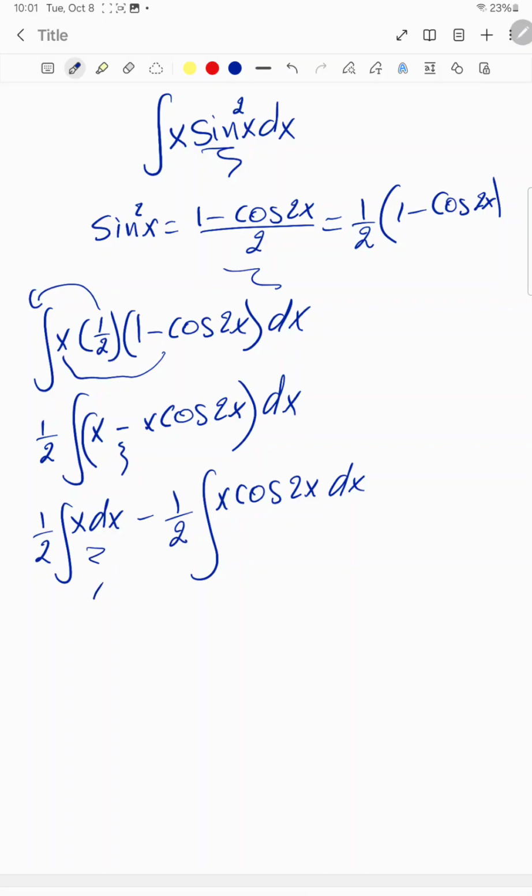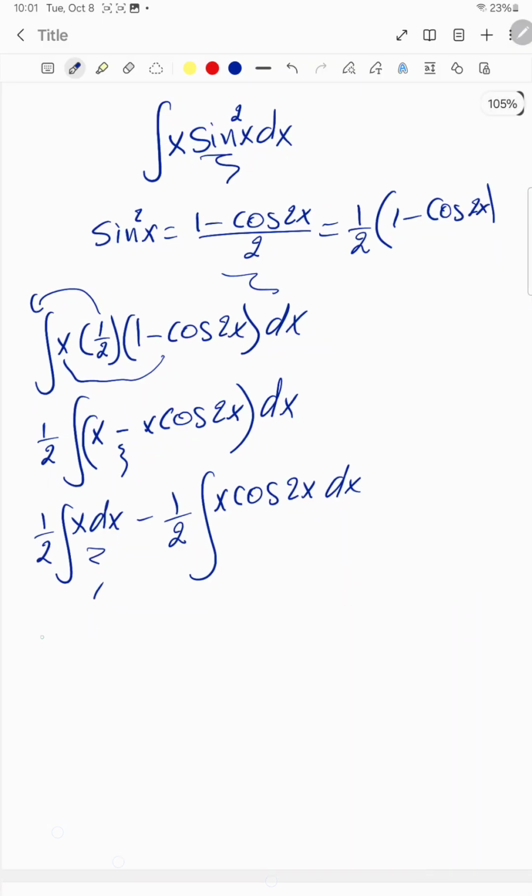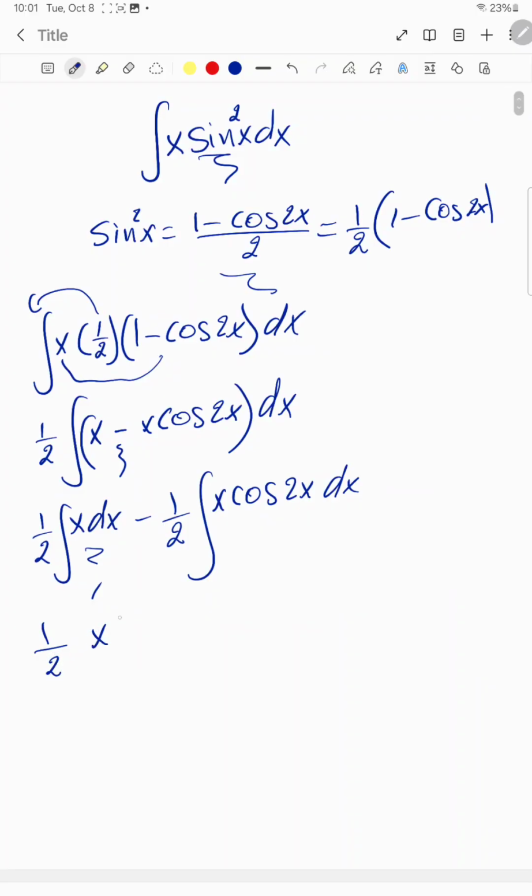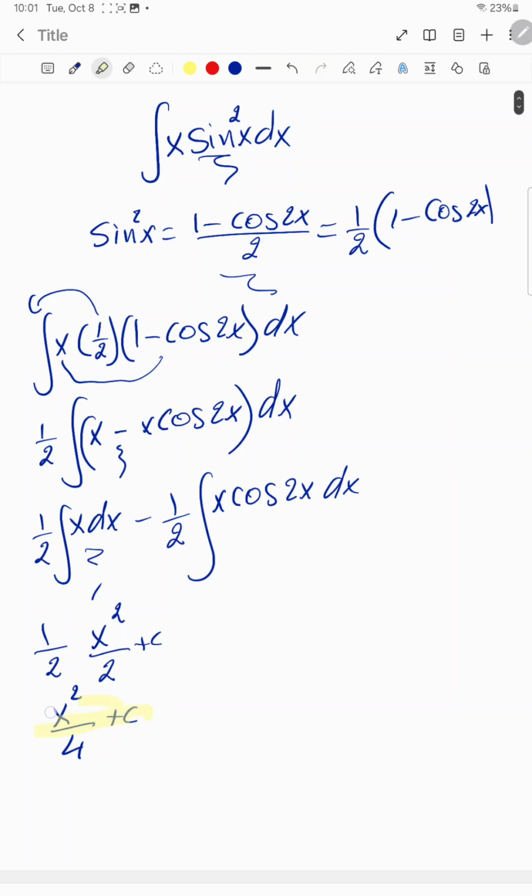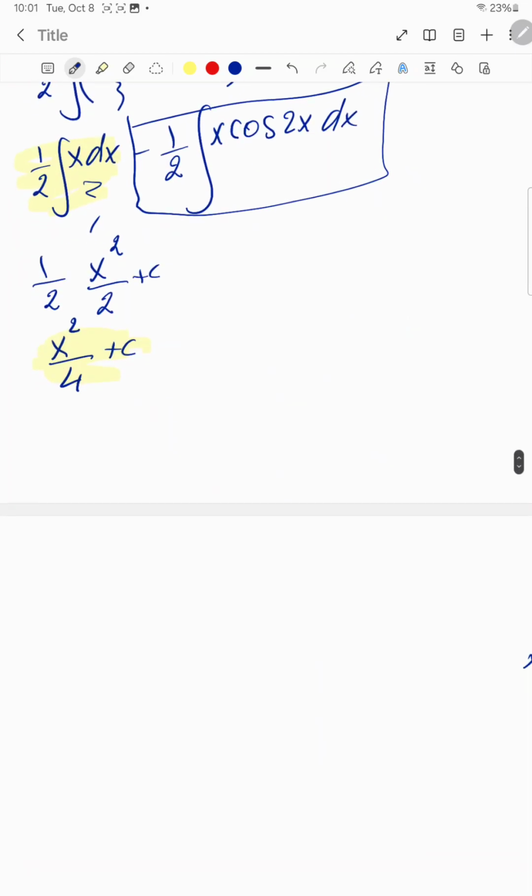So the first integral here is very easy to solve. The 1/2 stays as 1/2, and the integral of x is x squared divided by 2 plus c. So it becomes x squared divided by 4 plus c. This I will highlight, and I will ignore it for now, and I will add it at the end when I solve that part of my integral. So let's go to that part of the integral. It is the minus 1/2 integral of x cosine 2x dx.